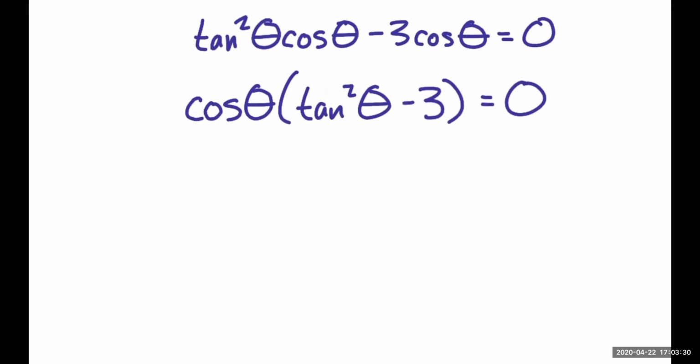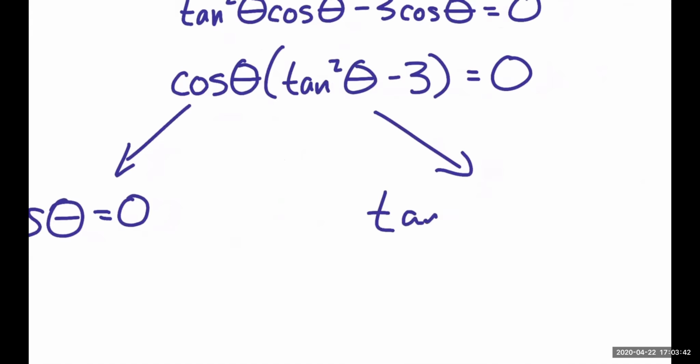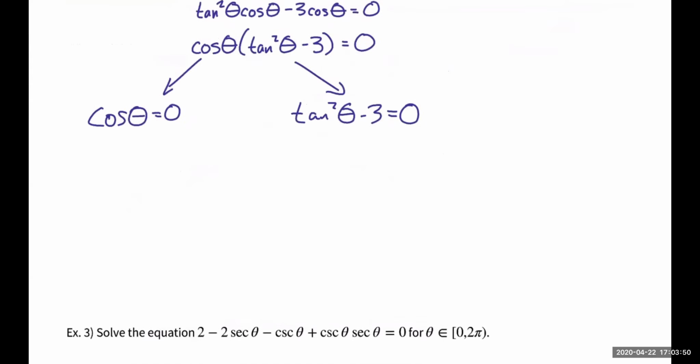And now from here, we've got 2 factors that we can set each equal to 0. So cosine theta is equal to 0, and tangent squared theta minus 3 is equal to 0. And then we solve each of these individually. So cosine of theta is equal to 0. That is true when theta is equal to pi over 2 and 3 pi over 2. And then tangent squared theta minus 3 is equal to 0. All right, we're going to do this first by adding 3 to both sides. So we get a positive 3 on the right.